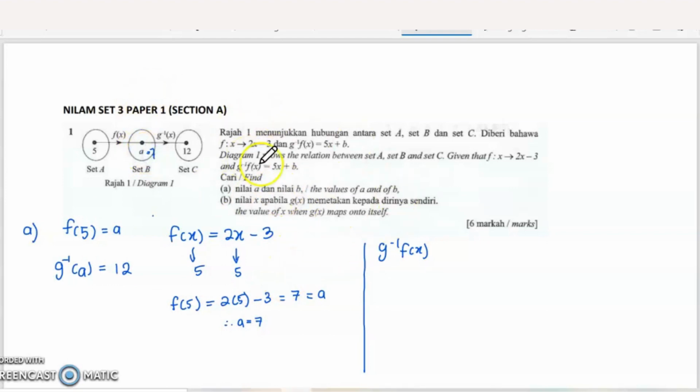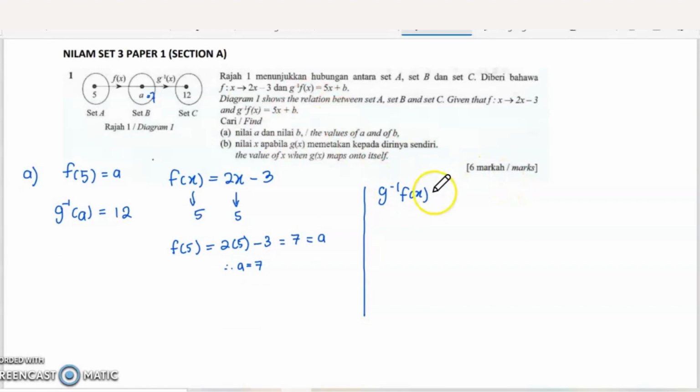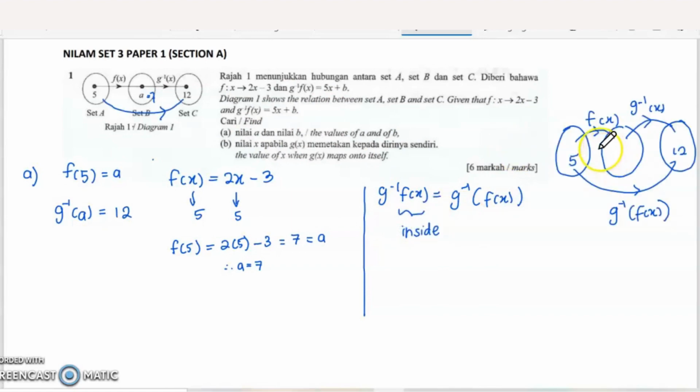Given the composite function g inverse f(x) equals 5x plus b, what does it mean here is f(x) will be the inside function of this composite function. So first thing you masukkan f(x), dapat 7 kat sini. And then g inverse, dia akan ambil f(x) tadi, masukkan ke dalam g inverse. So 12 ni adalah sama dengan g inverse f(x).